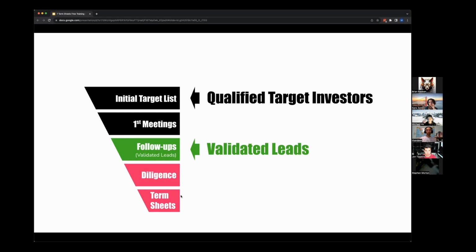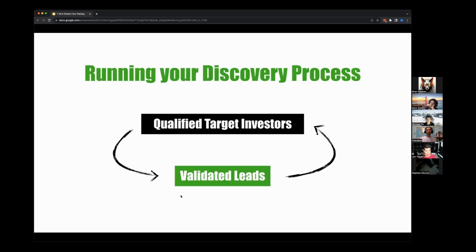The key are these 2 points: your qualified target list, and are you getting enough validated leads and following up with enough investors? This is your discovery process that acts as a feedback loop for yourself, right? You're going to get a bunch of targeted investors. You're going to start meeting with them.